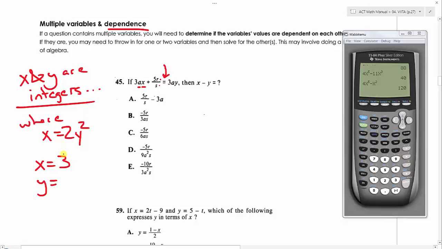So the first and most important point is when you have multiple variables, you have to check to see if those variables' values are dependent upon each other. And obviously, your biggest giveaway that variables are dependent upon each other is if you have an equal sign between them. If there's an equal sign between the variables, then those variables are being related in a very specific way. They depend upon each other.